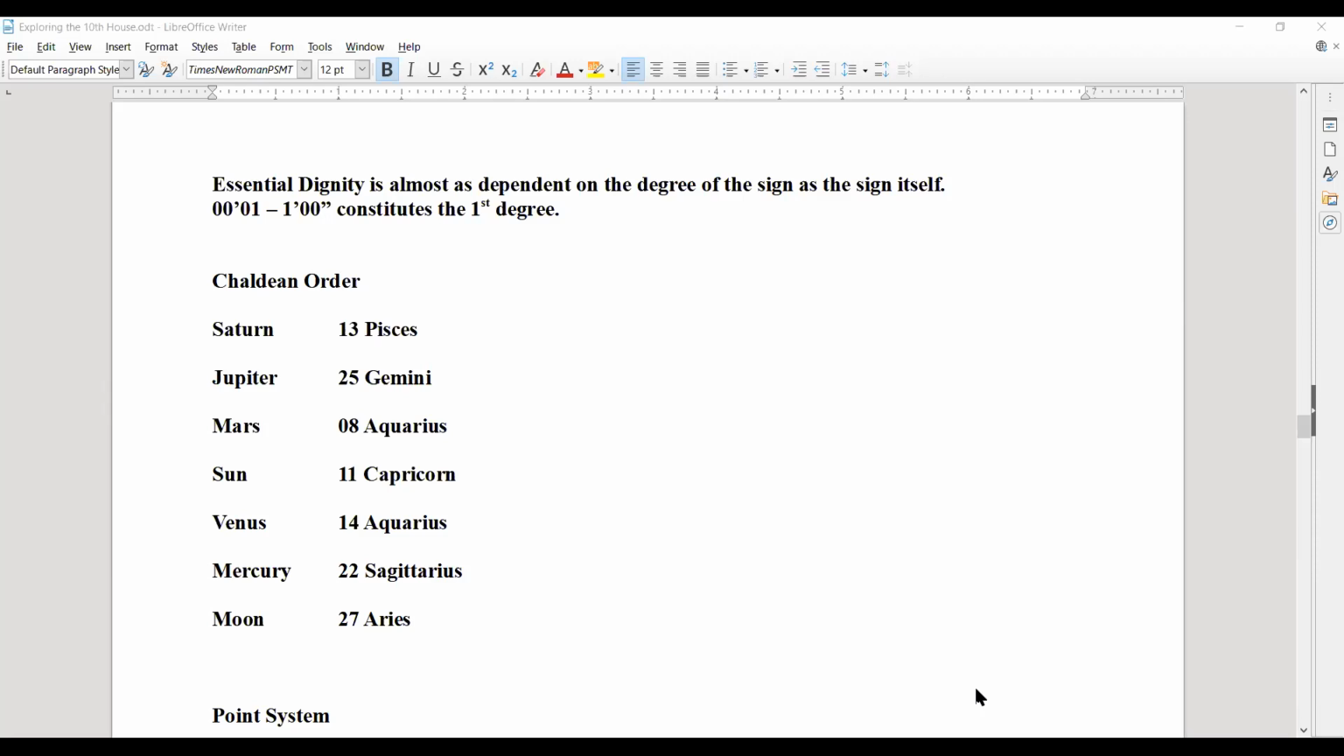So 29 and any number of minutes is the 30th degree. There are 30 degrees in every sign. That's a great question. The 29 minutes and anything plus anything is the 30th degree. You're in 0 degrees at 0 degrees.